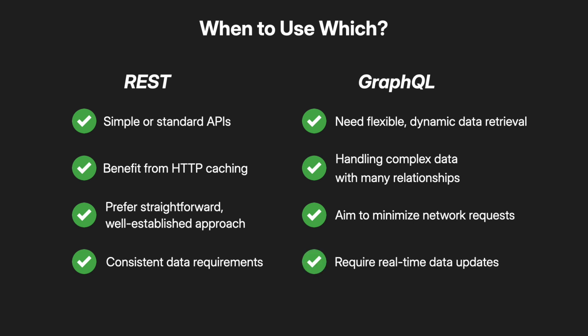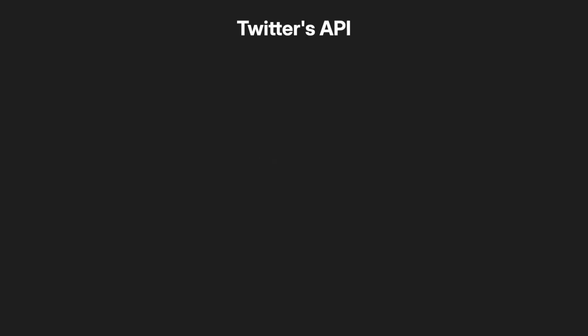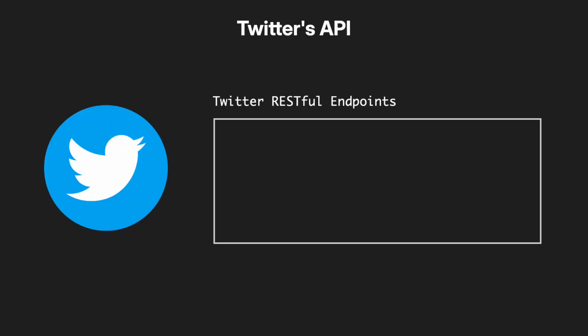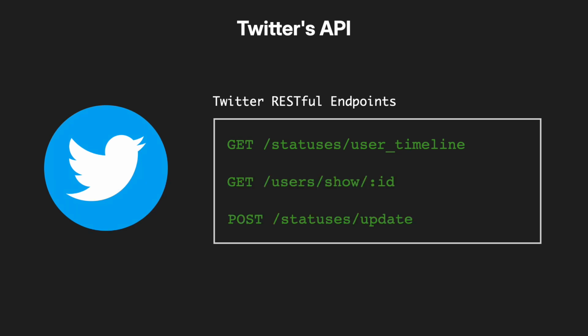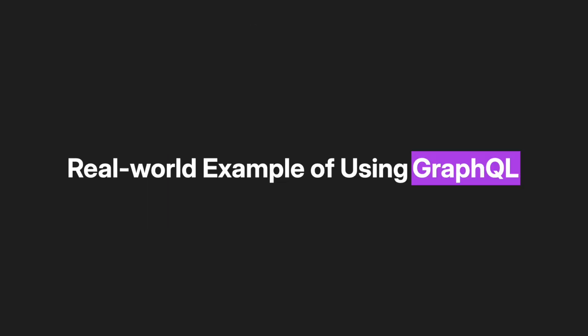Let's look at a real-world example of REST, Twitter's API. Twitter's API uses RESTful endpoints to allow developers to access tweets, user information, and post new tweets. For example, you can retrieve a user's timeline with a GET request to /statuses/user_timeline. Twitter's API benefits from REST's support for caching and rate limiting, which helps manage load and ensures fair usage among clients.